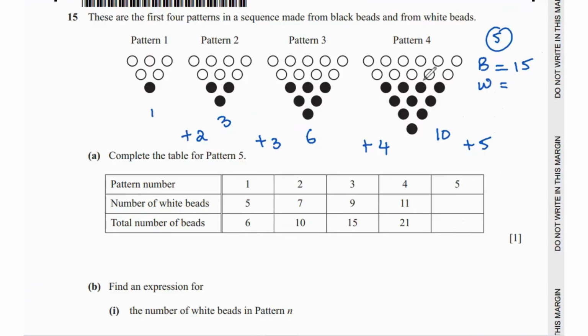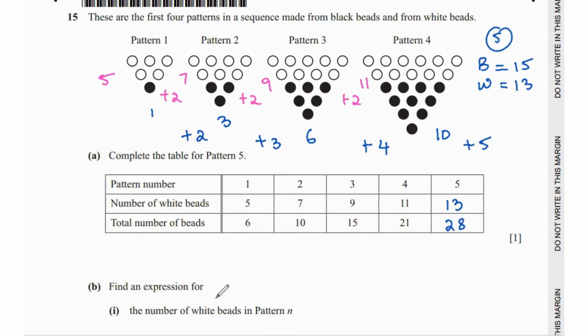Now for the white ones, we have 5. Then we have 7. Then we have 9. And then we have 11. It's also given in the table. So we're adding 2 beads each time for white. So that means next is going to be 11 plus 2. That's 13. So there are 13 white beads, 15 black beads. So total number of beads are 28.